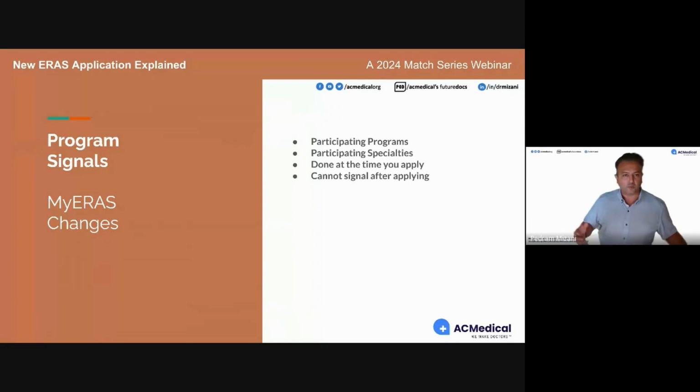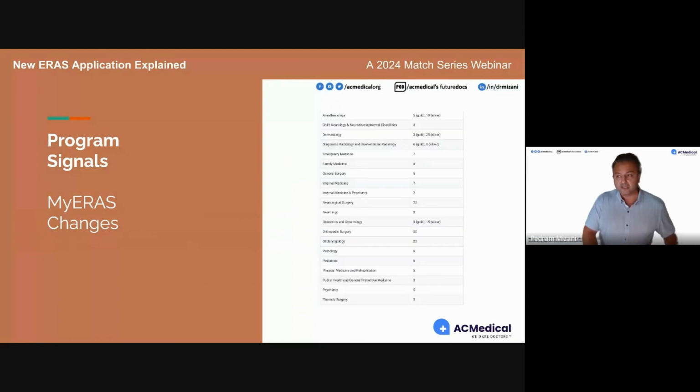Now, program signals, what is that? The idea is simple. You like a program, you'll get a set number of signals. It varies by specialty and you use them. It reminds me of the 45 programs you can apply to during SOAP. It really makes you think about how you're going to use this new resource of yours, which is program signals. So the idea is I'm going to signal the program and the program is going to know, this person is signaling me because they must really be interested in me, because they're only going to get a limited number of signals to send to programs.